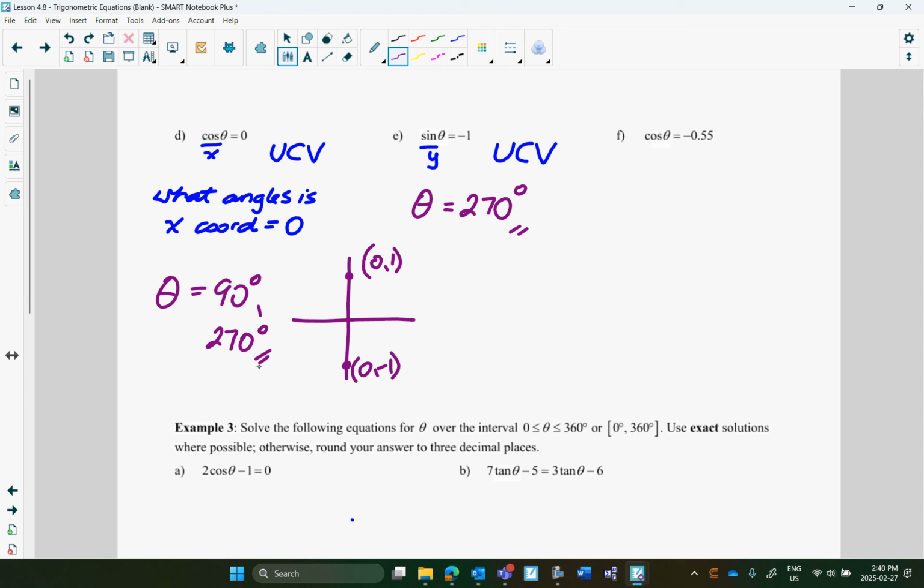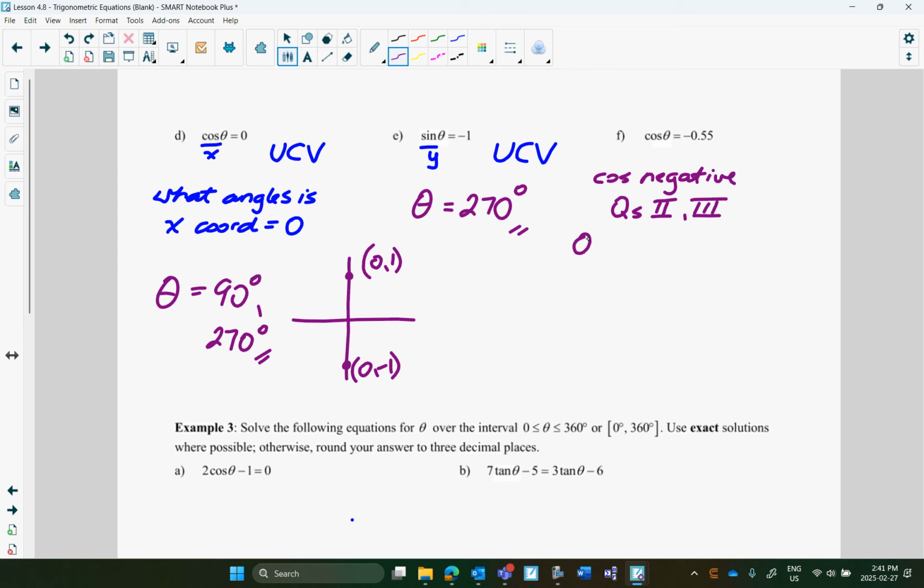How about this next one? Should be pretty obvious to you. We got to do the quadrants and the referencing. So again, I'm dealing with cos, and it's negative. Cos, and it's a negative value. What quadrants is cos negative? These two, is that? 2 and 3.